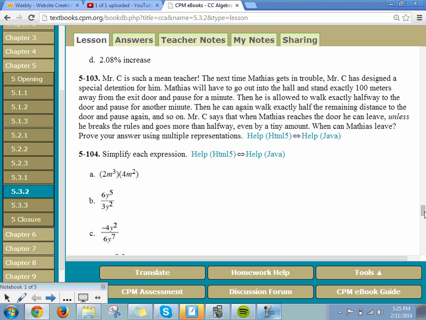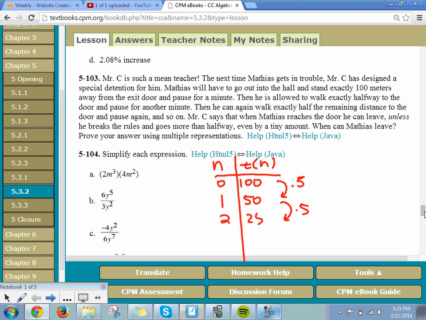So what we're doing here is we could create a table of our n's and our t of n's. We know that when he starts, he's 100 meters away, and then the next time he'll be half the distance, so times 0.5. So the next time he'll be 50 meters away. The second time, again, we're going to times by 0.5. He'll be 25. Then again, times by 1/2. So 25 times 0.5 is 12.5. Times 1/2. And we can keep doing this over and over again. And they want you to see if you can find out a time when we'll be able to do that.